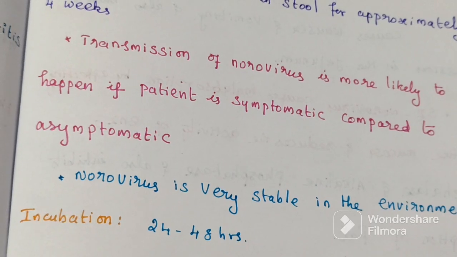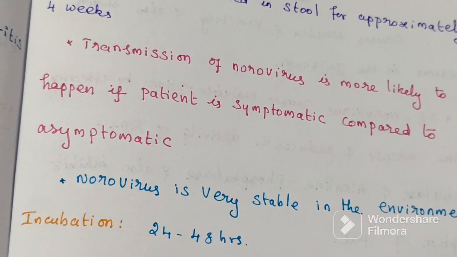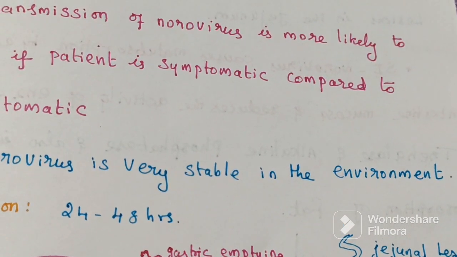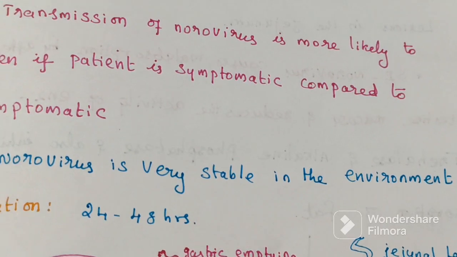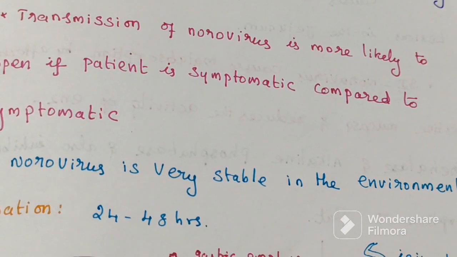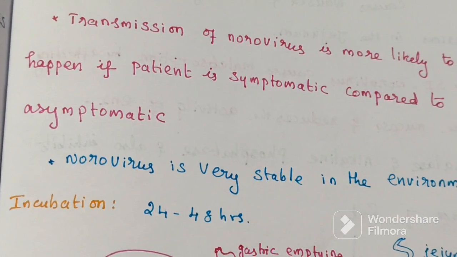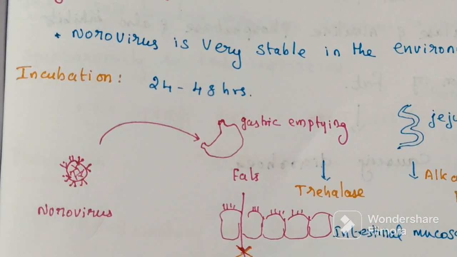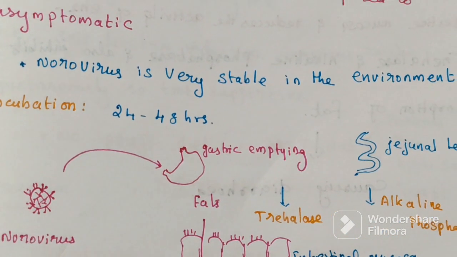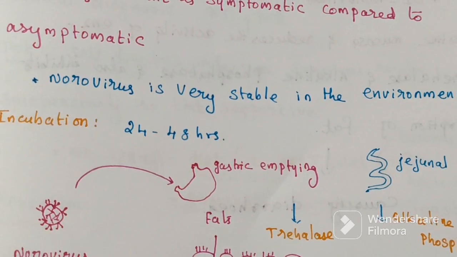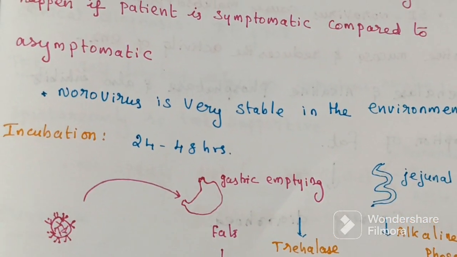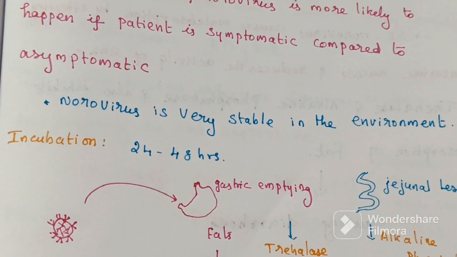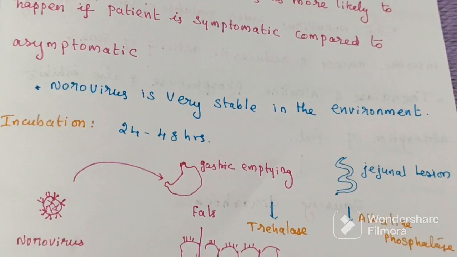What is really challenging about norovirus is that it is very stable in the environment. Because of this, we have special ways to deal with this virus. The incubation period is roughly 24 to 48 hours. It takes about 24 to 48 hours after becoming infected to actually start showing symptoms.